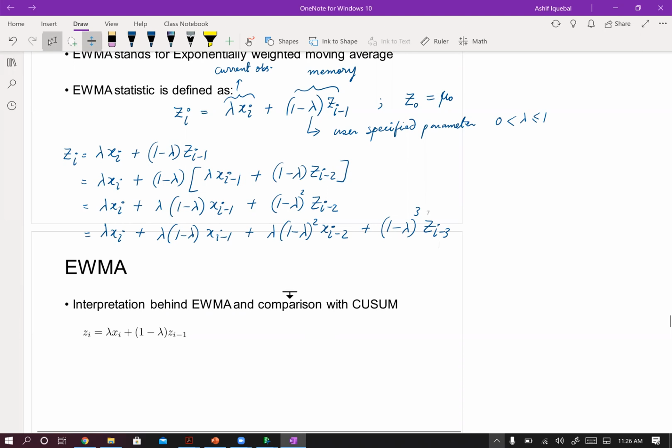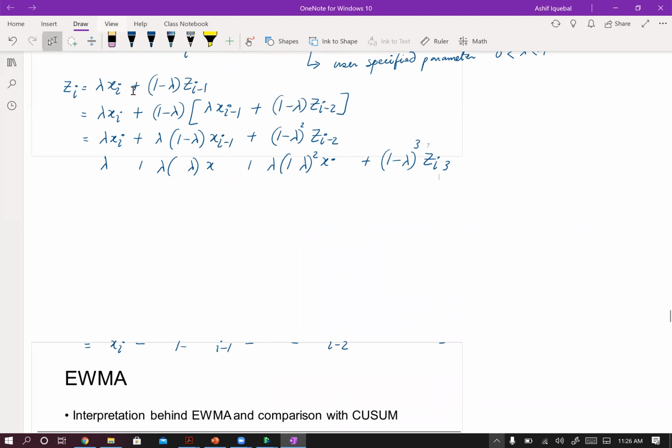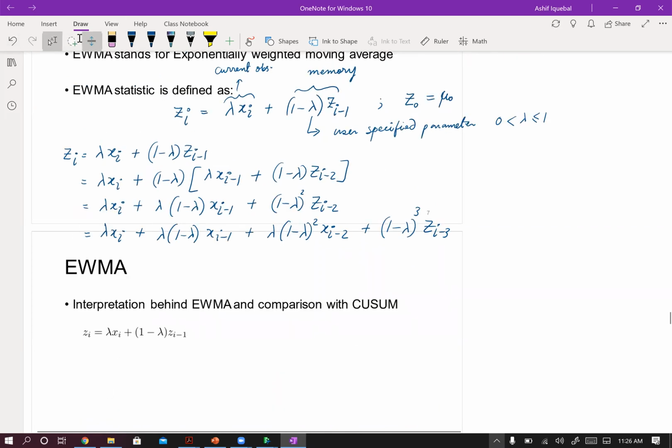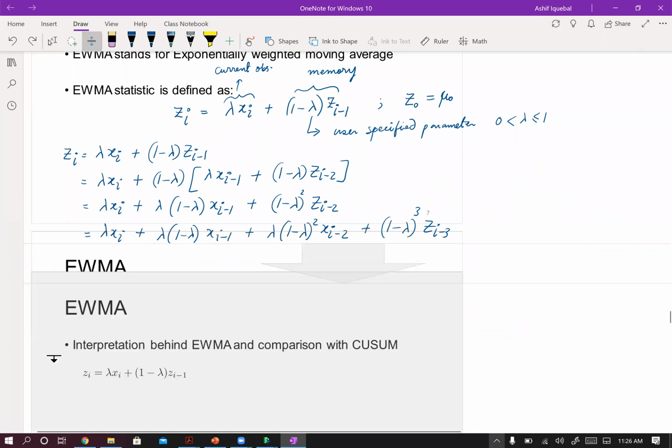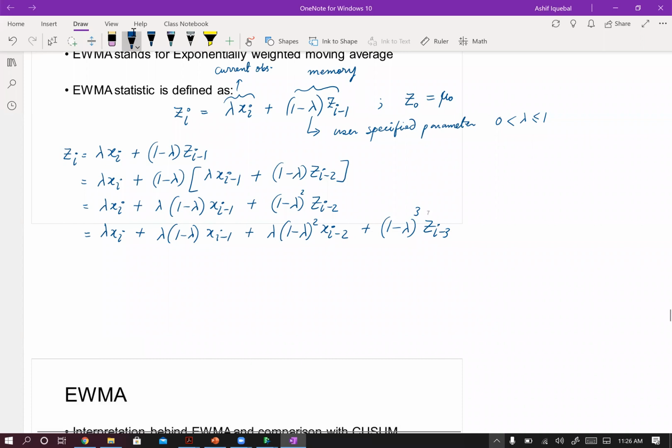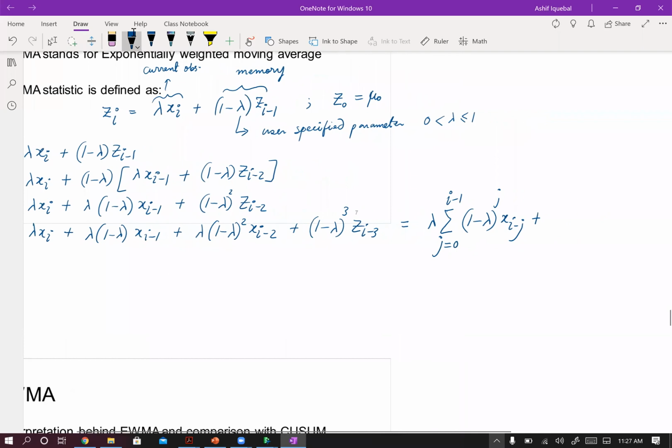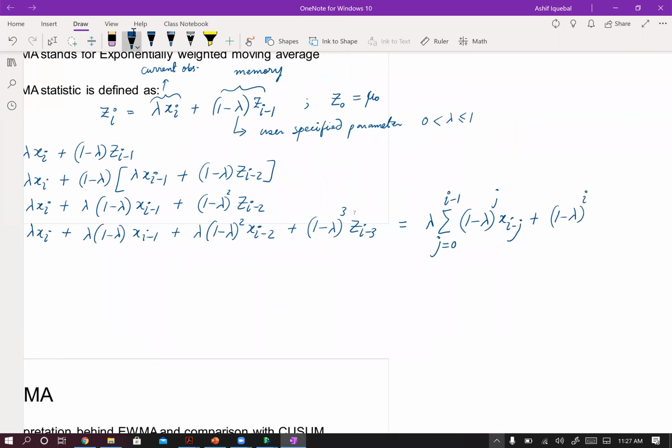So you can see the trend here, right? We can keep on writing this as long as we want. Let me just extend the page here. All right, so now we can keep on writing this. If you keep on writing this, you will realize that this turns out to be lambda times the summation from j equals 0 to i minus 1 of 1 minus lambda to the power j times xi minus j, plus 1 minus lambda to the power i times Z0. This is what you will get at the end.